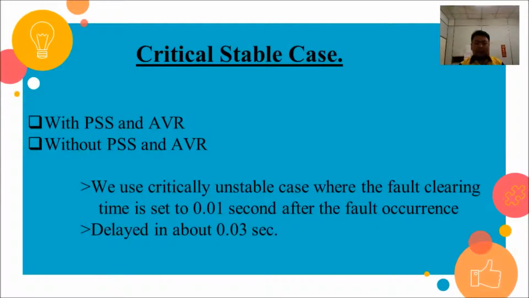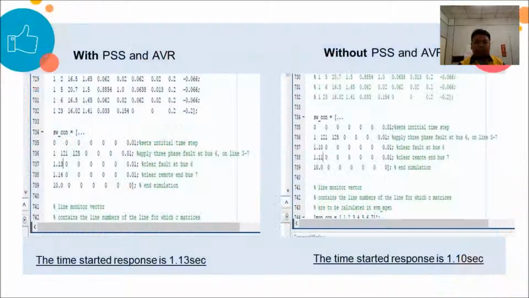For the critical stable case, we will see two conditions: one with PSS and AVR, and another without PSS and AVR. We use the critically stable case where the fault clearing time is set to 0.01 second after the fault occurs, with a delay of about 0.03 seconds.